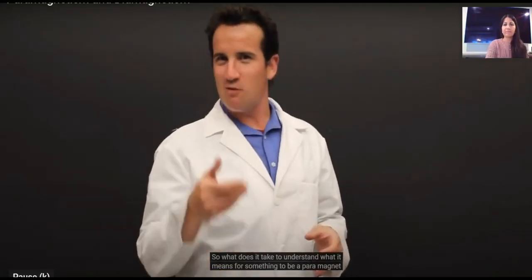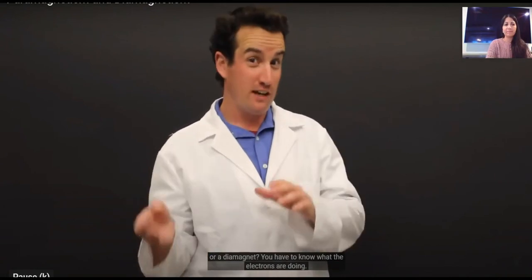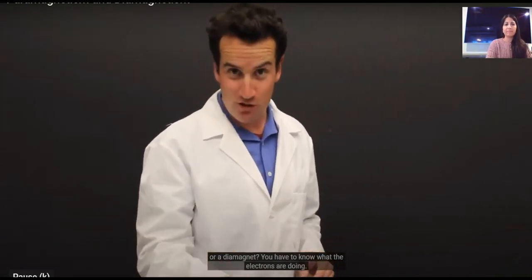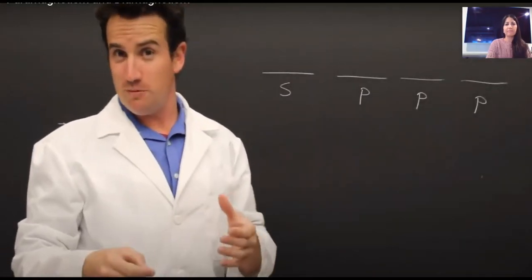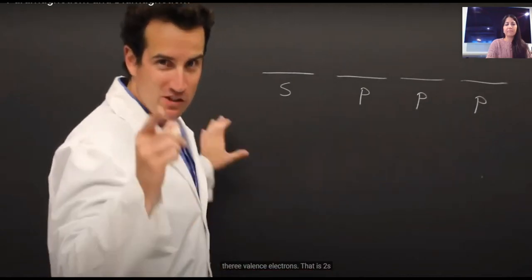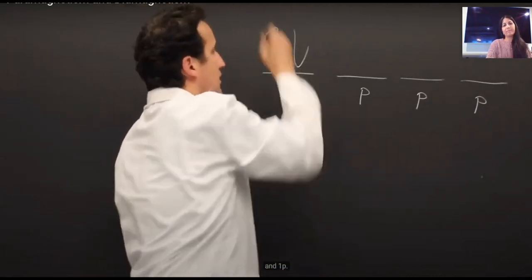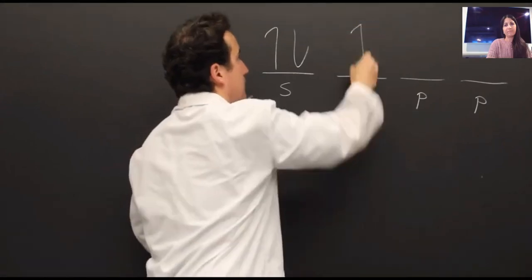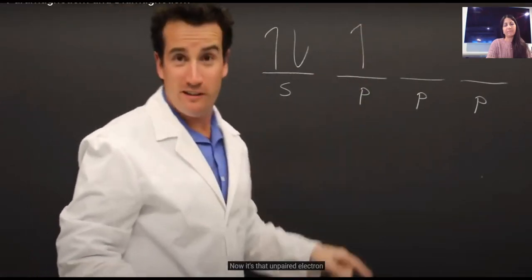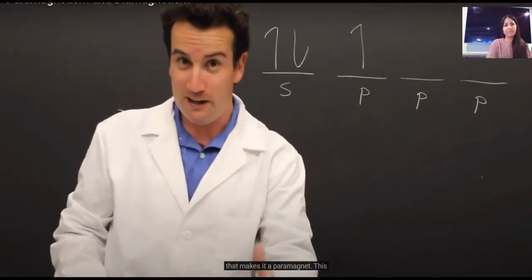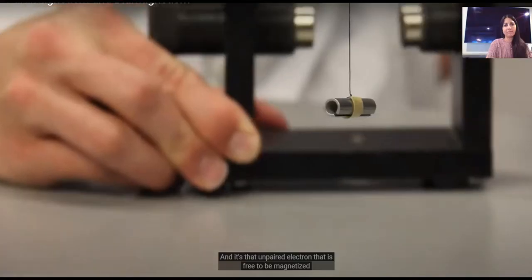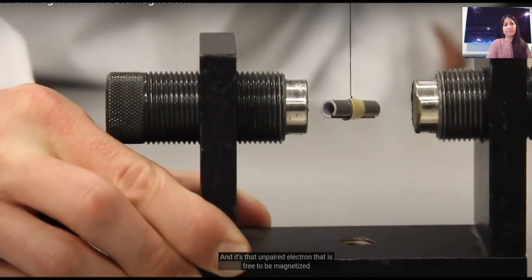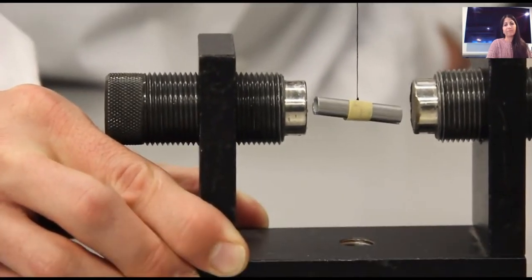So what does it take to understand what it means for something to be a paramagnet or a diamagnet? You have to know what the electrons are doing. Consider, for example, aluminum. We see from the periodic table that aluminum has 3 valence electrons. That's 2s and 1p. Now it's that unpaired electron that makes it a paramagnet. This unpaired electron enables it to become magnetized. And it's that unpaired electron that is free to be magnetized and attracted by the magnet.